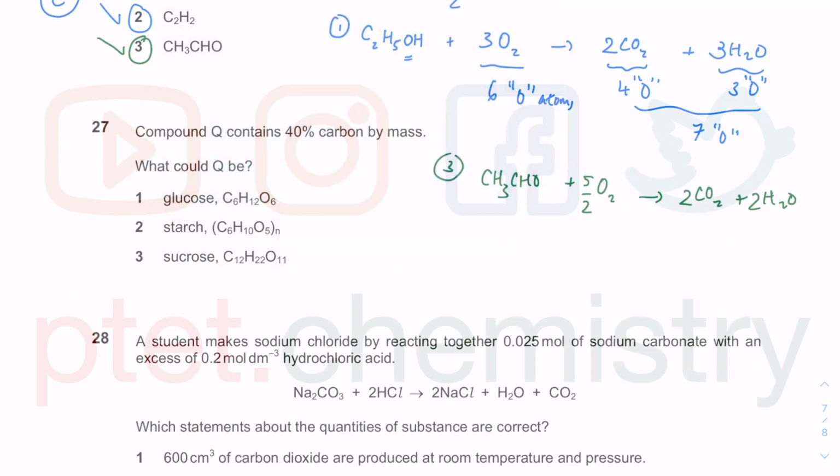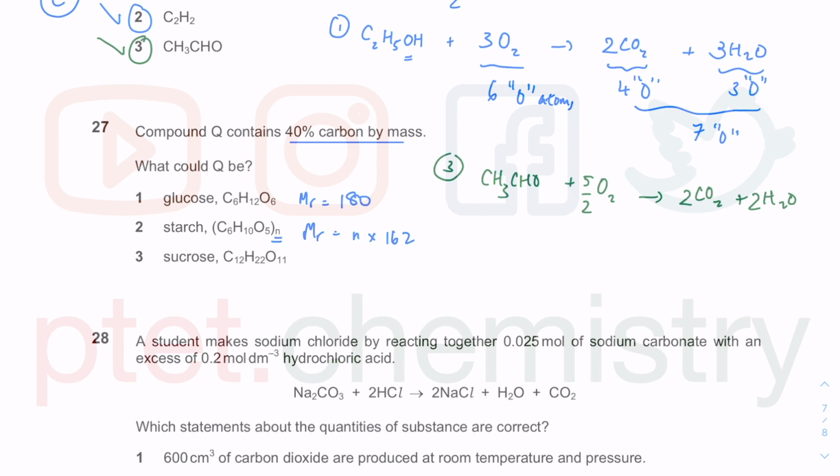Question 27, so compound Q contains 40% carbon by mass. What I should do really is work out the MR. So the MR there is going to be 12 times 6 plus 12 times 1 plus 6 times 16. So there's 180. The MR here, there's an N multiple of it. So it's N multiplied by 12 times 6 plus 10 times 1 plus 5 times 16. So there's 162. So 162 N.